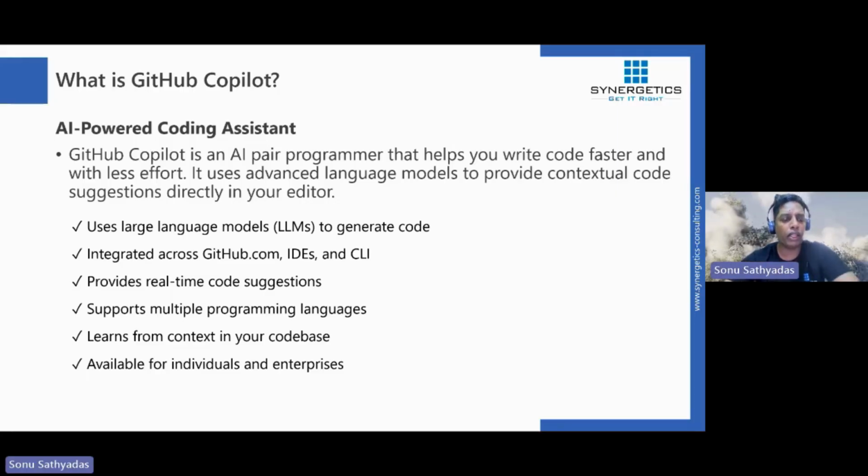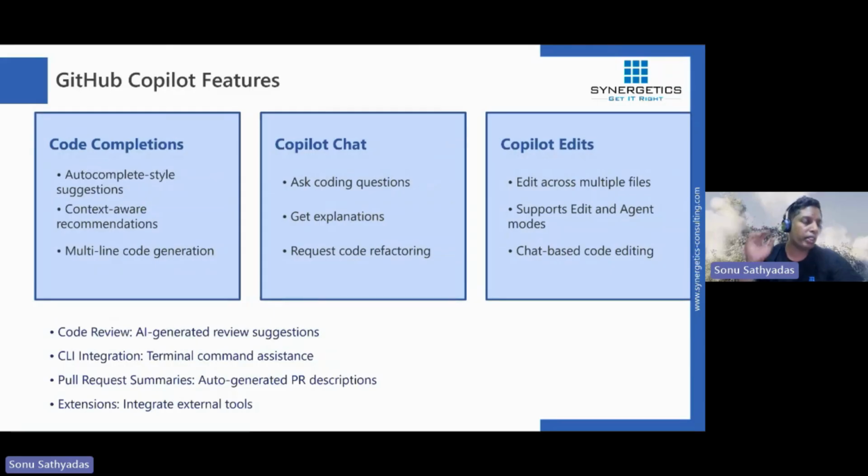So GitHub Copilot product is available for individuals. That means if you are not part of any company, any organization, still you can get the access to the GitHub Copilot. But mostly the organizations, larger companies will buy the subscriptions and give these subscriptions to their employees. So I can show you a very simple example of the code completions, Copilot chat, and Copilot edits.